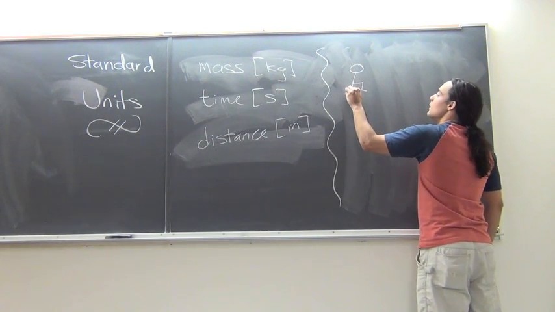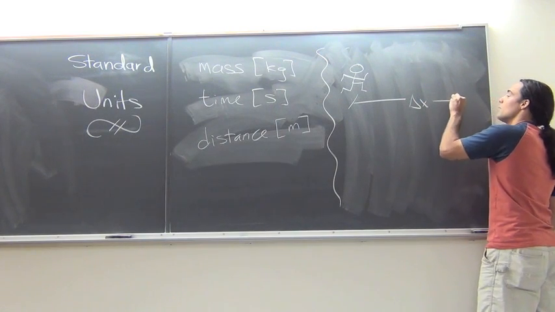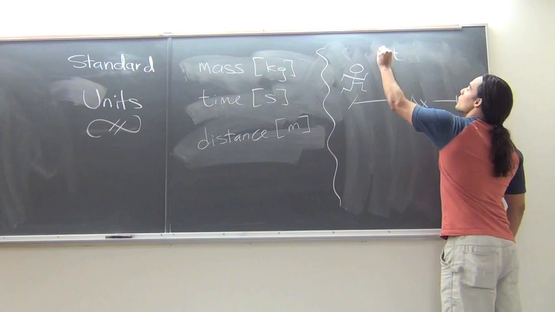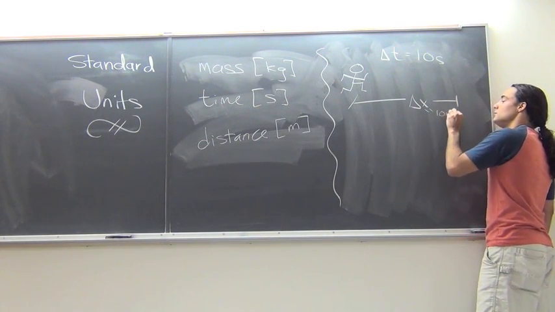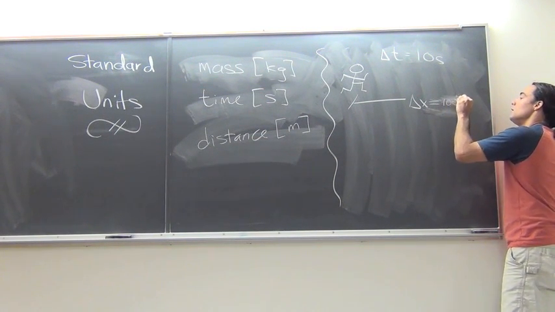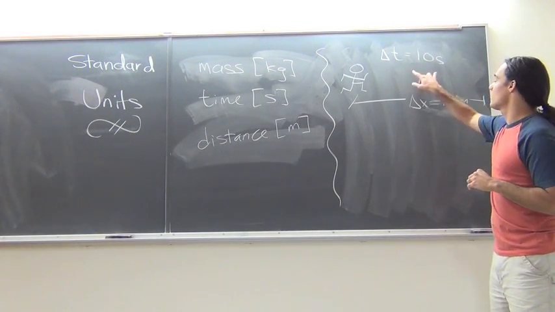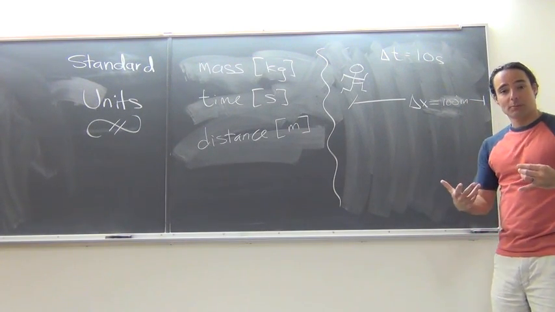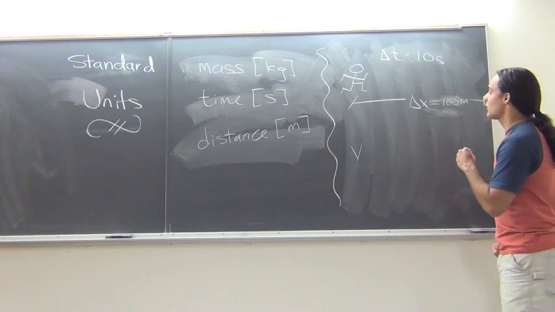Here's you. You're running some distance, and you do that in some time. Let's suppose you run a distance of 100 meters in 10 seconds. So you're running 100 meters in 10 seconds, and you want to figure out how fast you're going. How fast you're going is a speed or velocity. We'll call that your velocity.